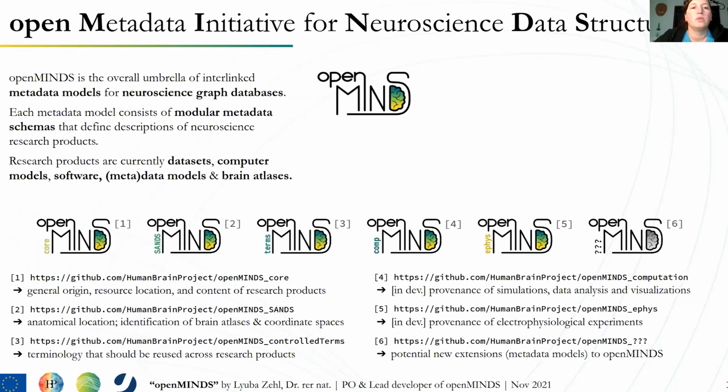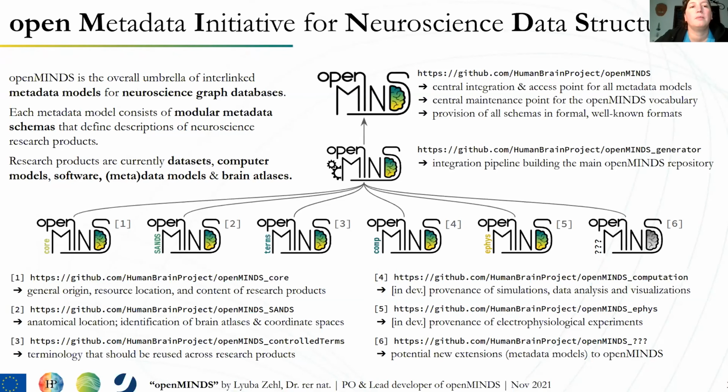Now, for these distributed sets of metadata models, we want to have a unified access point. We have an integration pipeline that builds a central openMINDS GitHub repository, which also maintains the vocabulary used across all these models and provides schemas in well-known formal formats such as JSON schema.